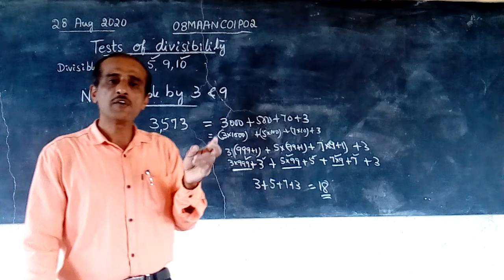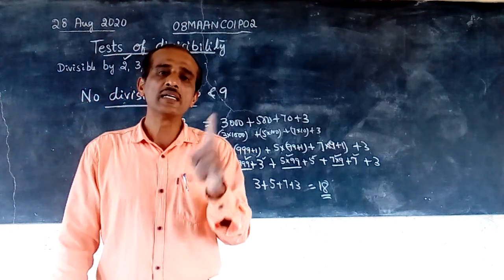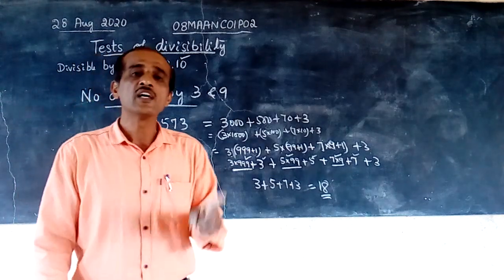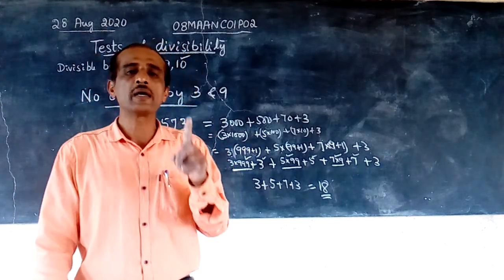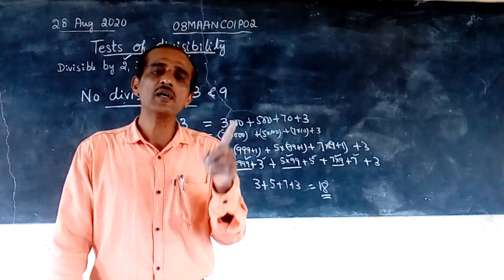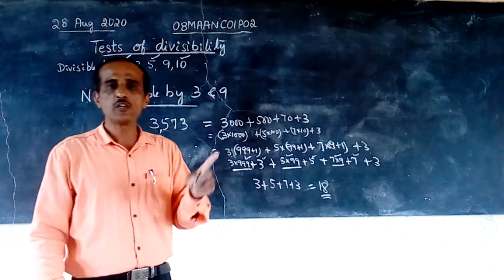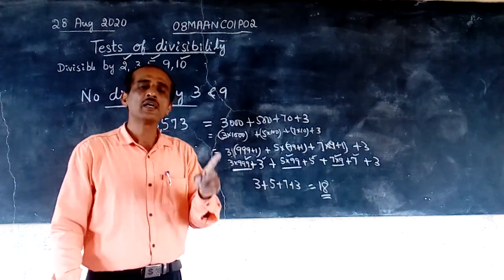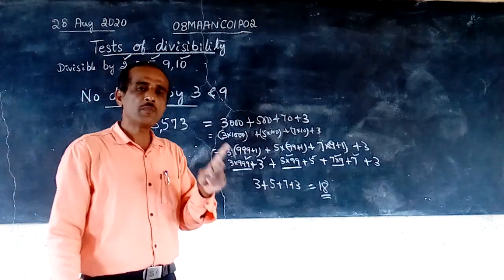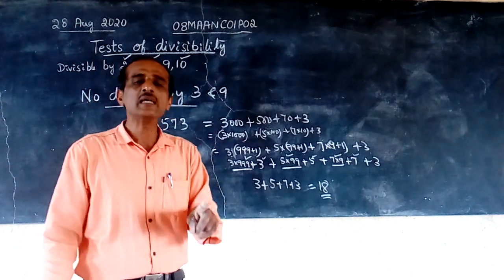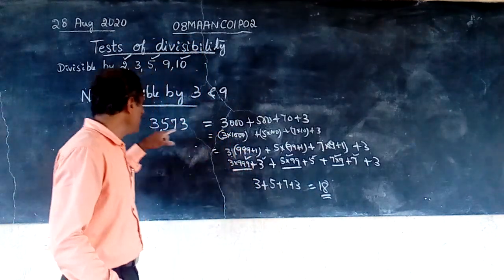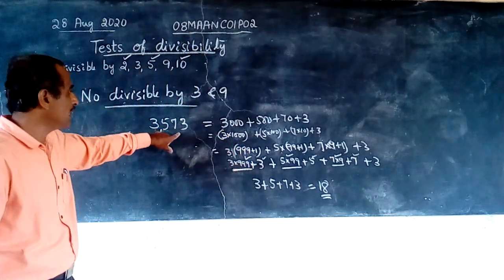So if the sum of the digits of a number is divisible by 9, such number is divisible by 9. Remember, or if the sum of the digits of a number is divisible by 3, such number is divisible by 3 also. If the sum of the digits is not divisible by 3, that particular number is not divisible by 3. Now let us see whether this number is divisible by 3.